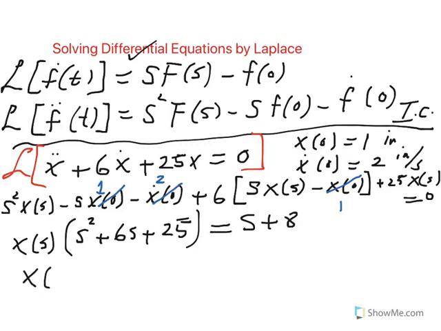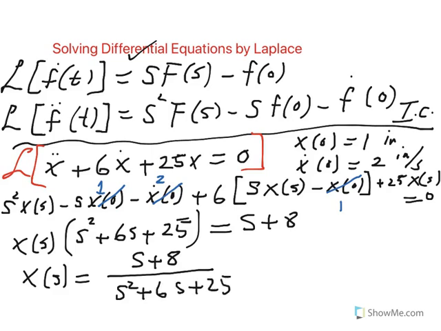So now let's put our X of s, and this is by the way called the transfer function. We have s plus 8, which was generated due to the initial conditions, and in the denominator we have s squared plus 6s plus 25. Now we want to go back to the time domain and have x as a function of time. That's the objective. So let me go to the next page and rewrite this for you. Our function in the s domain is s plus 8 divided by s squared plus 6s plus 25.